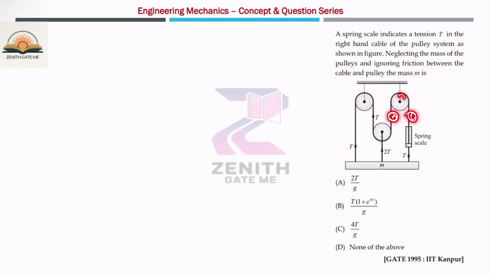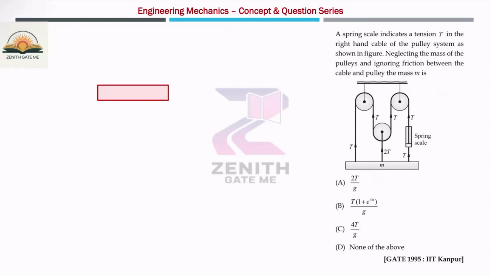If friction were there, that means T1 by T2 is equal to e to the power of mu theta, you would have to consider. Okay, fine. So friction is not there. So you have to calculate the value of this particular mass M in terms of T and g. So how will you solve this problem?